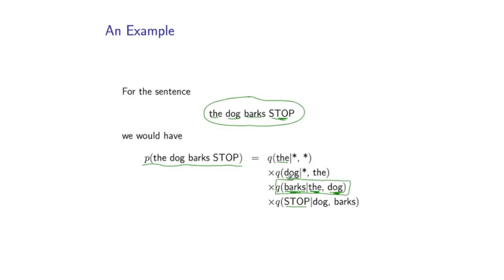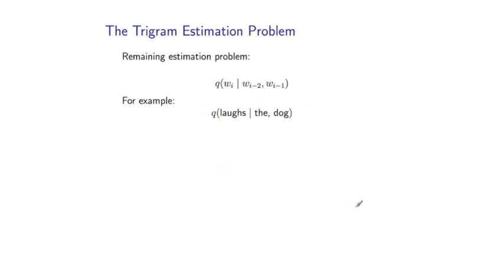This estimation problem we'll come to a little later in this lecture. But to summarize, for any sentence, its probability is a product of terms. We have one of these q parameters for each trigram in a sentence, where we condition each word on the previous two words. So this leaves us with a remaining estimation problem, which is that we want to estimate these q parameters in the model. So, for example, we might want to estimate the probability of laughs, given that the previous two words were the and dog. And we'll spend quite a lot of time on this estimation problem.